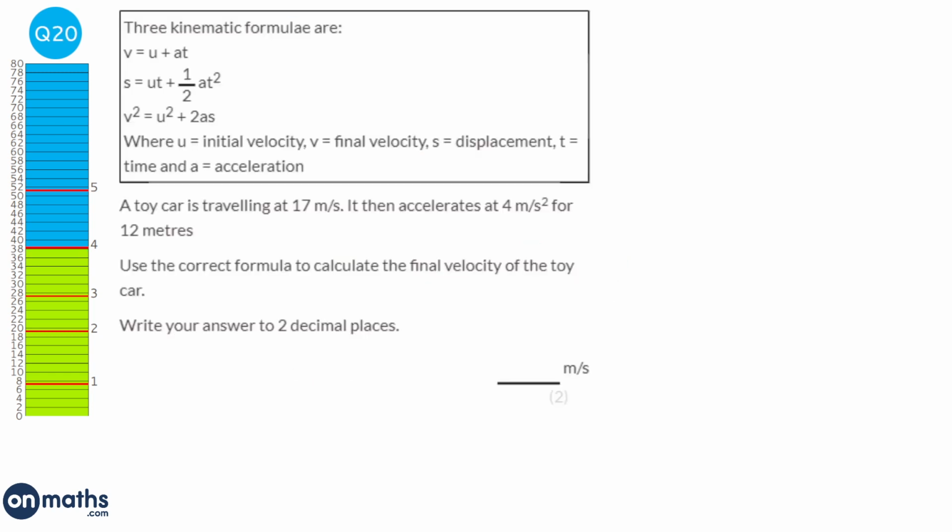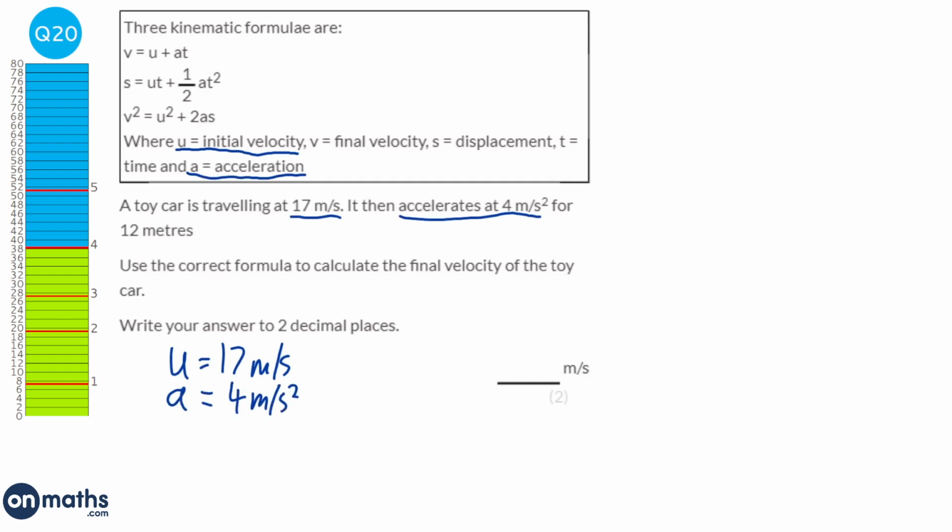We're going to start this question by writing down what we know. So the toy car is travelling at 17 meters per second initially. So the initial velocity or initial speed is 17 meters per second. It accelerates at 4 meters per second squared. So acceleration is going to be 4 meters per second squared, and it's for 12 meters. Now, displacement just means distance as a vector, so we're going to use displacement, and we use the s to show displacement, just to be confusing.